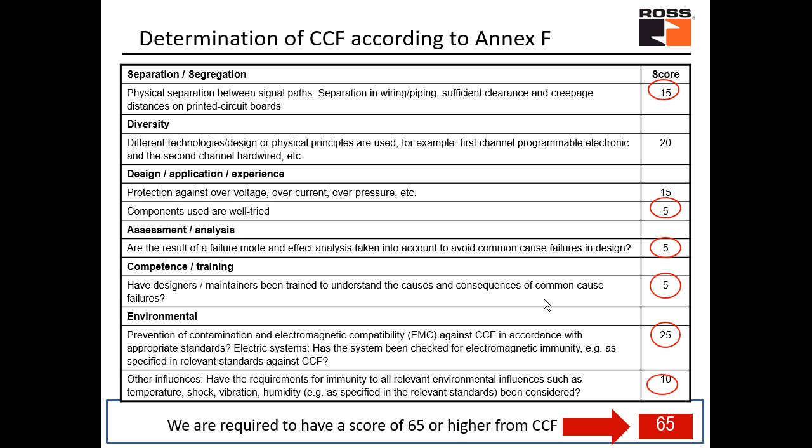CCF uses a table, and you get a score. Based on what you're using, how you're applying your system and how you're designing your system, you end up with a CCF score. The target is to end up with more than 65. It looks at, am I separating my wires so that I don't have potential shorts, for example? Am I running my 24 volts separate from my AC voltage so I don't get noise put on the 24-volt circuit to cause problems? It's just good engineering practices. When we design our system, we're shooting for that 65.